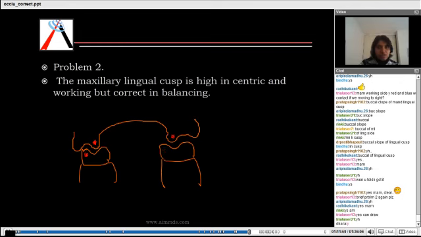Oh, I put the red dot wrong, right? Put the red dots correctly. And then you put the blue dots in non-working cusps. Am I right?